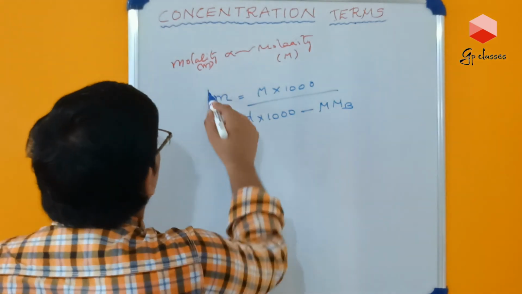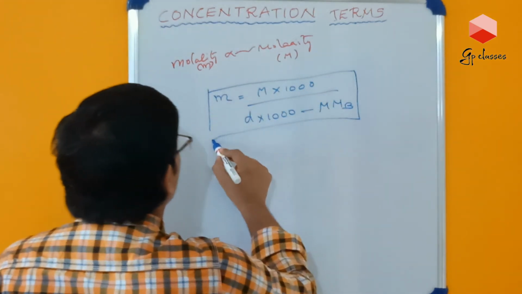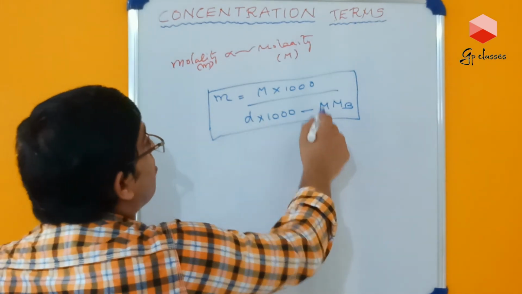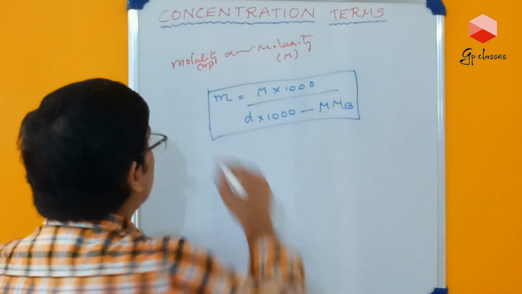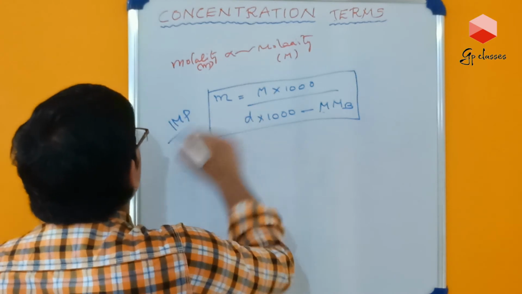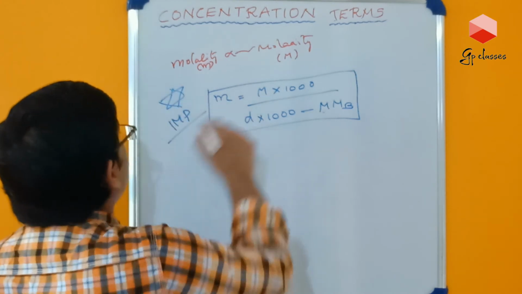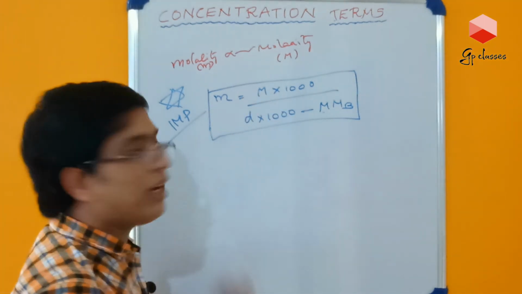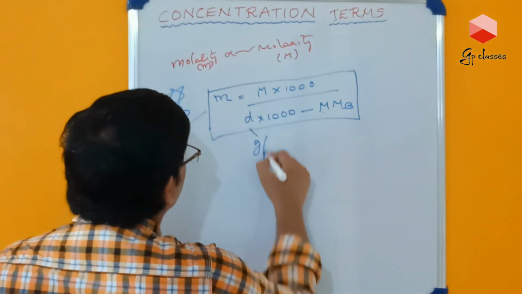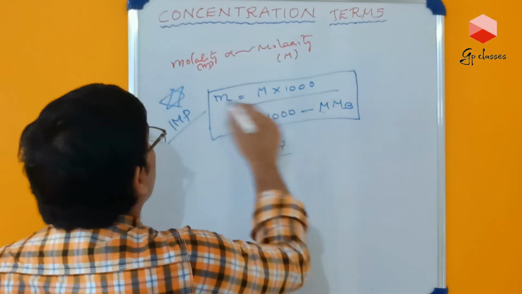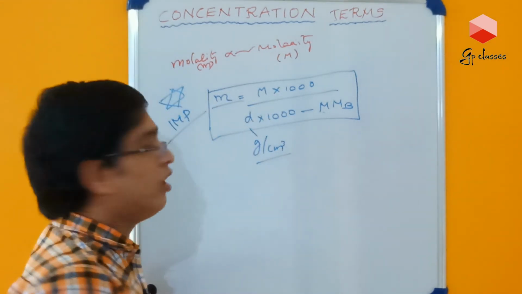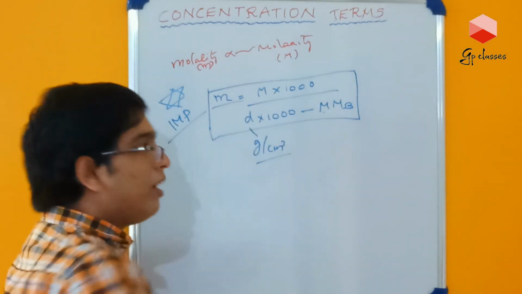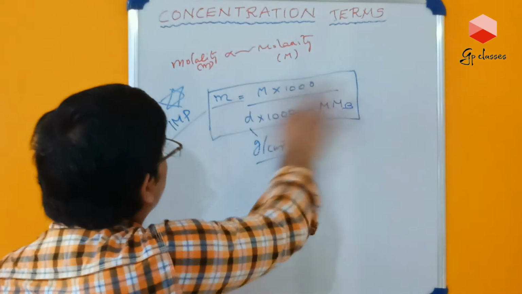Look at the equation: molality is equal to molarity into 1000 divided by density into 1000 minus molarity into molar mass of solute. This is a very important equation. In the NEET examination you will get questions in which they give you molarity and density. Density will be in gram per centimeter cube and they will ask you to calculate the molality. So you have to directly use this equation. You can derive it actually, but it will be a long process, so you can simply memorize it.